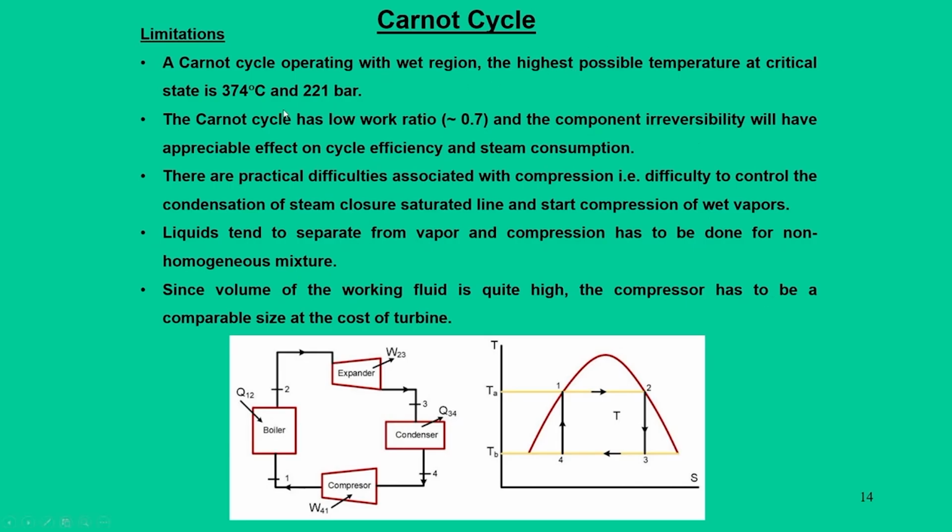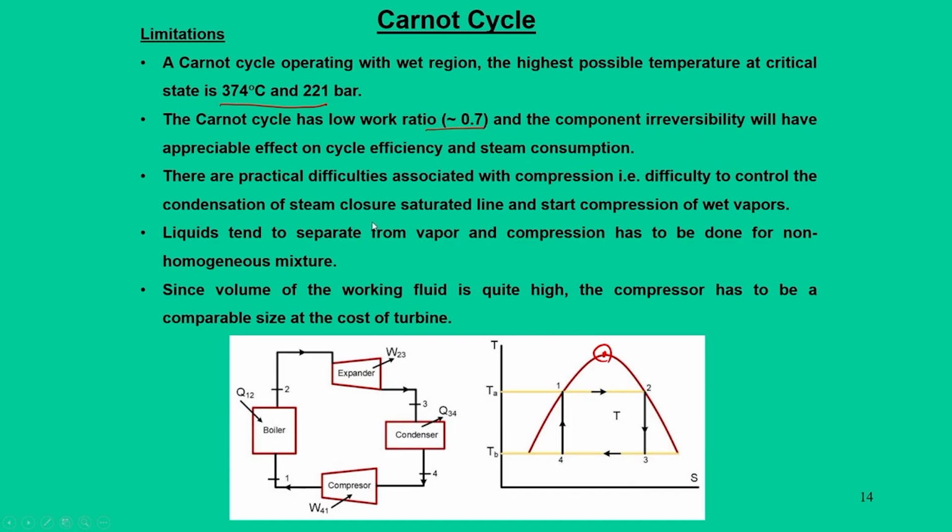Another limitation that a Carnot cycle has is that the highest possible temperature is 374 degrees centigrade at 221 bar. So we can operate the Carnot cycle only in the wet region, up to the critical point. With respect to the Carnot cycle, we can operate in this particular range. And even this Carnot cycle has a work ratio of 0.07, which is not advisable, and if you include component irreversibility, this number falls still further.